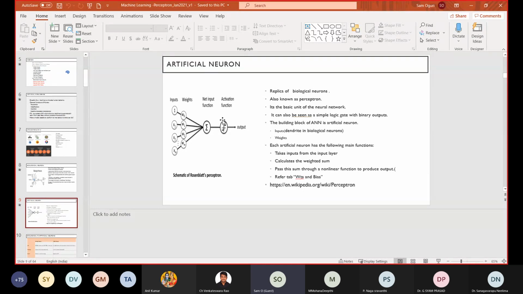So this is a schematic diagram of a perceptron. Very, very simple. It takes inputs, and then it has the weights, and then it calculates the weighted sum. Once it calculates the weighted sum, it goes through an activation function, and the activation function decides whether the function should be activated or not. That is how an artificial neural network works.